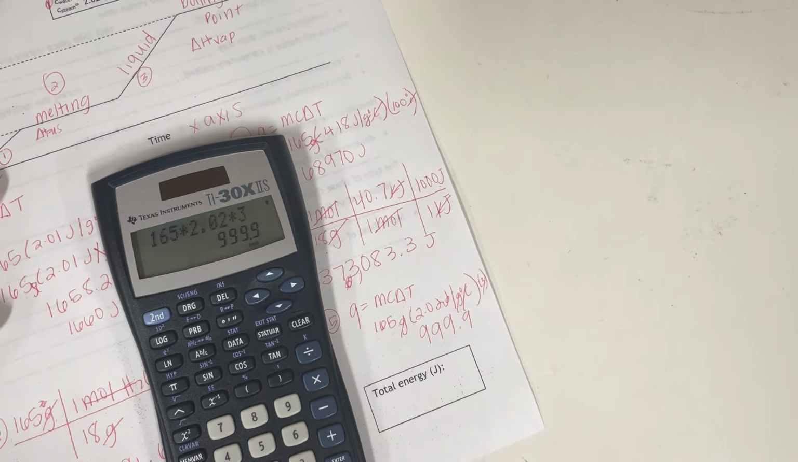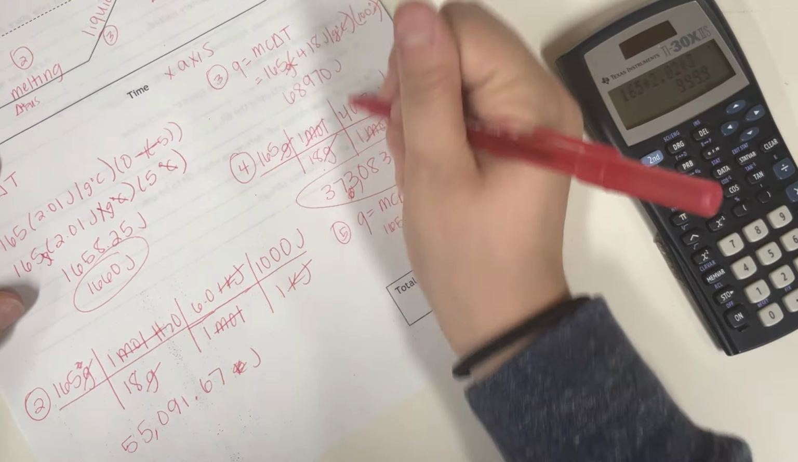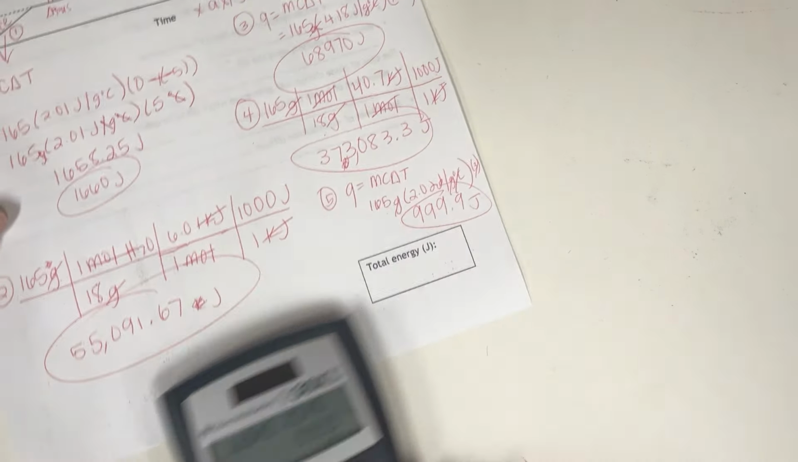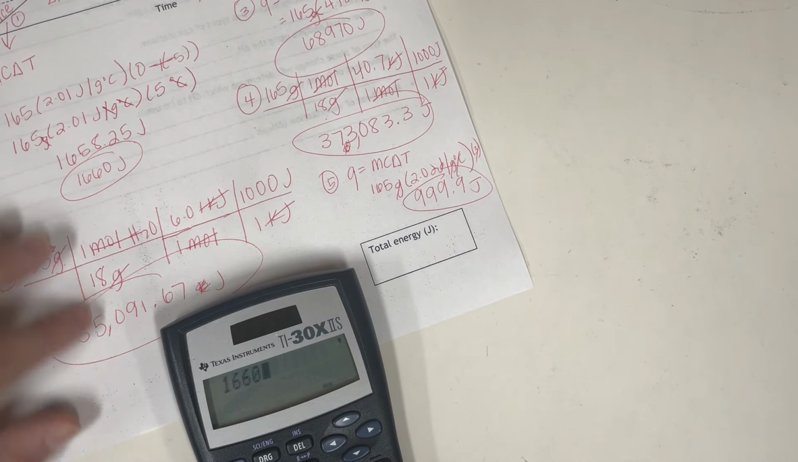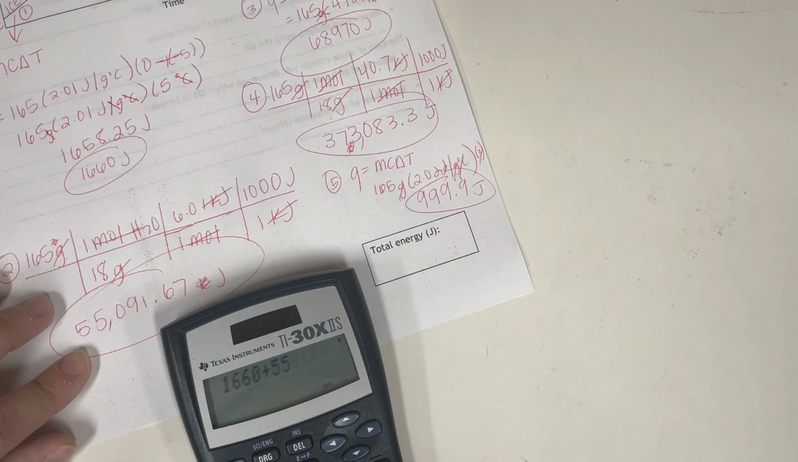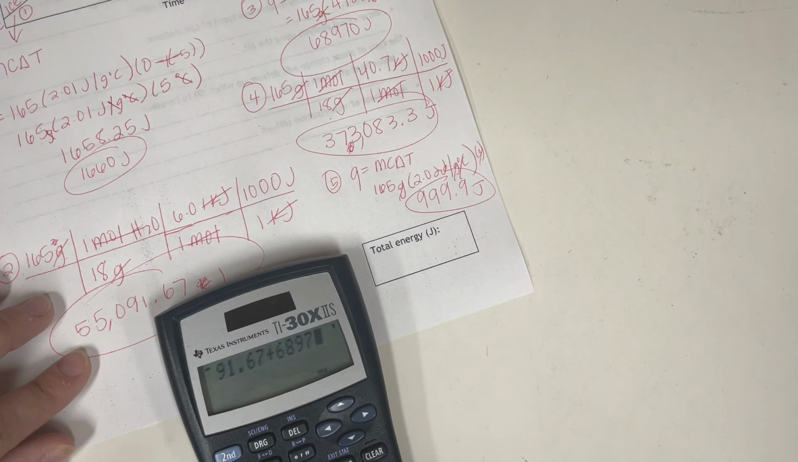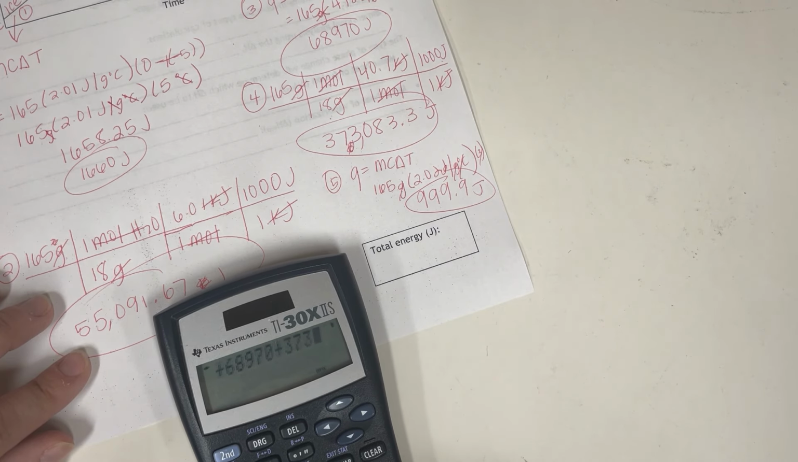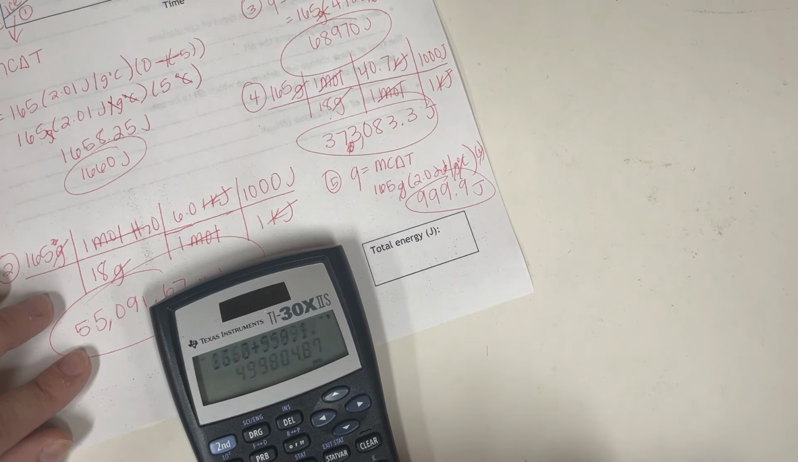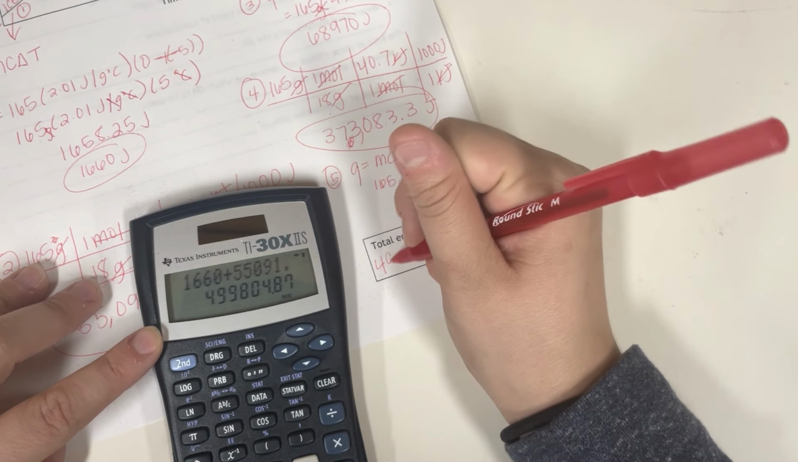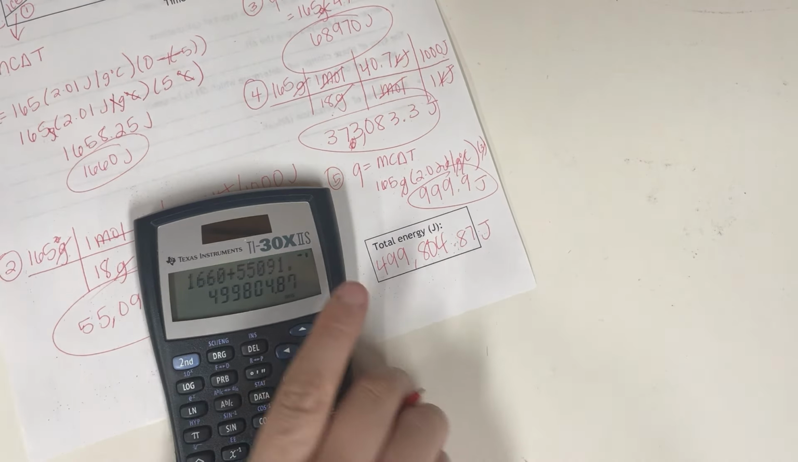So now you take all of the numbers that you got in joules, and you add them up for the total heat. So you do 1660 plus 55,091.67 plus 68,970 plus 373,083.3 plus 999.9, and it gives you 499,804.87 joules. And that's how you do it.